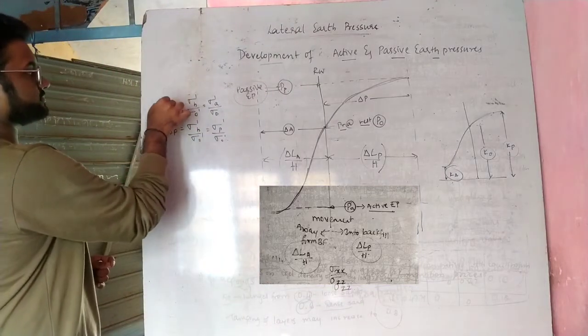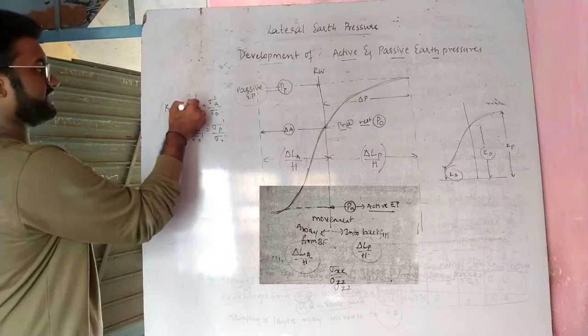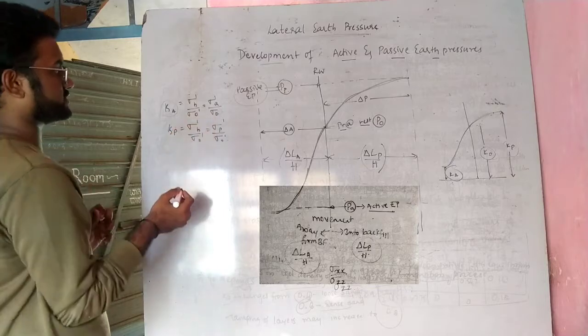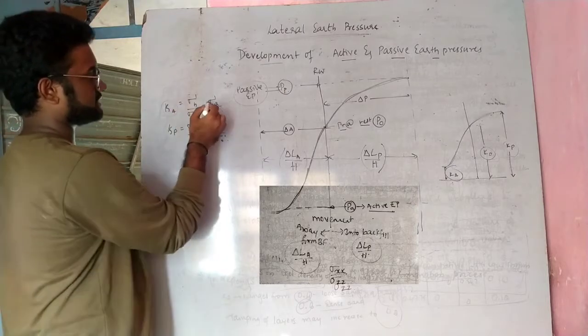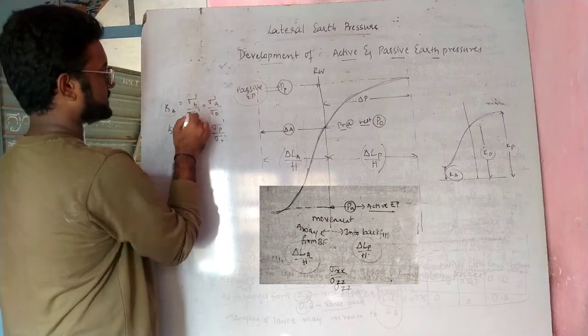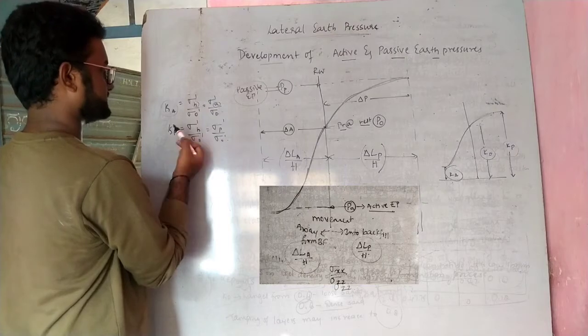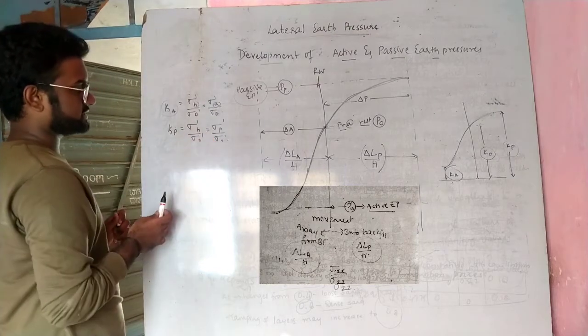Coming to the active earth pressure under these conditions, we have Ka equal to sigma h dash divided by sigma 0 dash, where 0 denotes the rest condition. So here the horizontal condition is active earth pressure, and for the same thing Kp is equal to sigma h dash divided by sigma 0 dash.